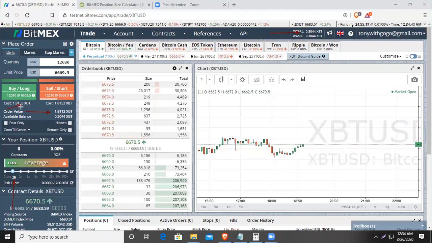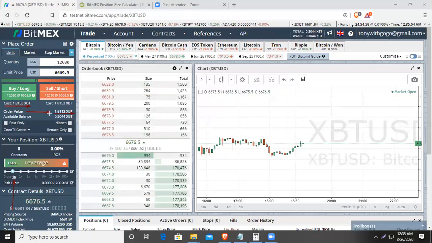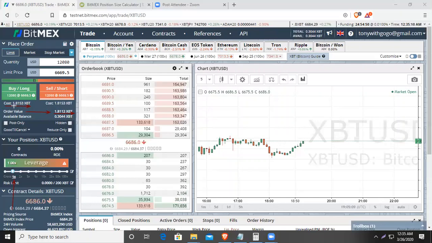If you can notice, there is a slight difference between this value and this value. It has 1.8112 at order value. Cost is 1.8153. This difference is brokerage, which is the fees Bitmex is charging us for this position. That is the small difference which I'm not calculating right now. So this is the cost, this is the margin we need.